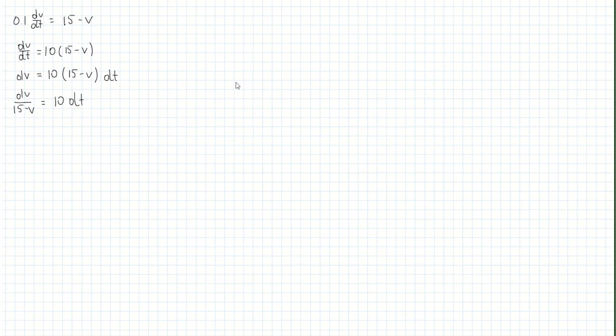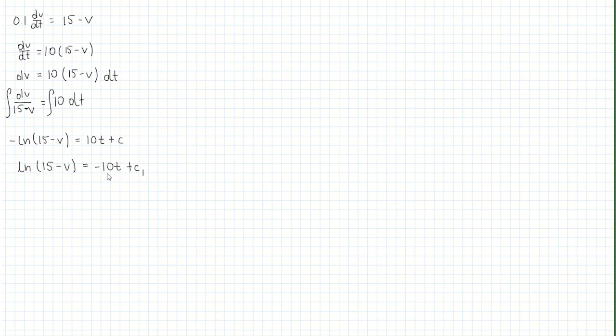I have everything that has V in it on one side, everything that has t in it on the other side. Now I'm taking the integral of both sides. Left side is equal to minus natural logarithm of 15 minus V. If you are uncertain about this solution, you can solve it using the method of substitution, and that is equal to 10t plus c. Now I'm multiplying both sides by minus 1, so natural logarithm of 15 minus V is equal to minus 10t minus c. Instead of minus c, I can write plus c1 because it's just a constant.